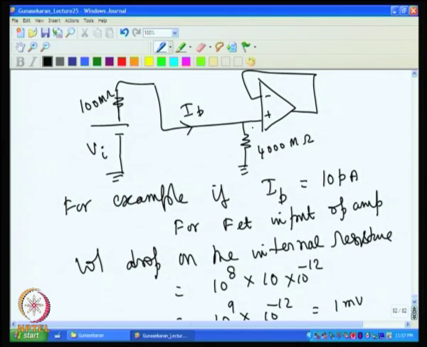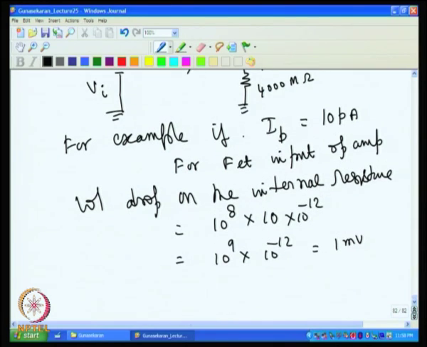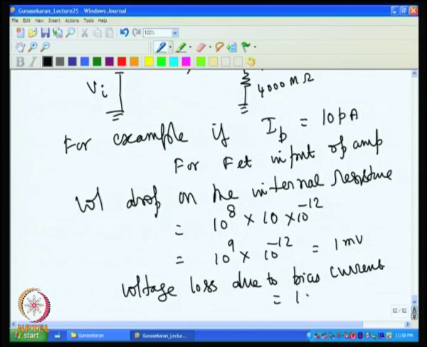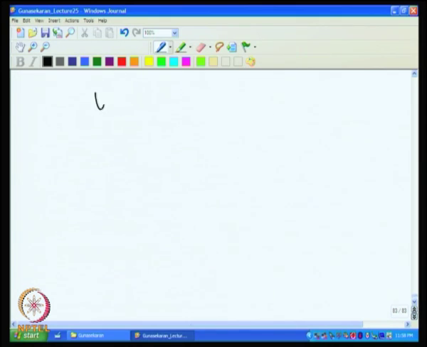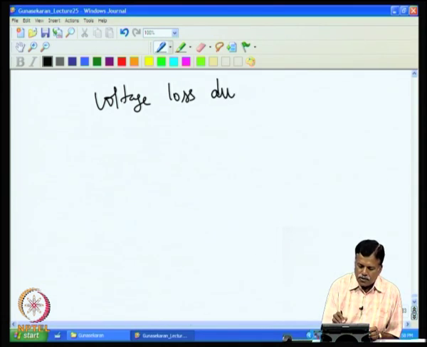Then in addition to this, there will be a loss of voltage due to the sharing, due to the input resistance, which is 4000 megaohm. So, we can write: voltage loss due to bias current is equal to 1 millivolt. Now, we will find out the voltage loss due to the input resistance of the op amp.